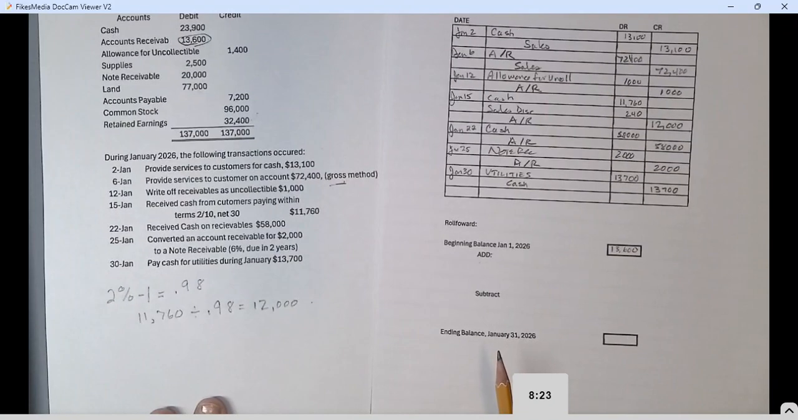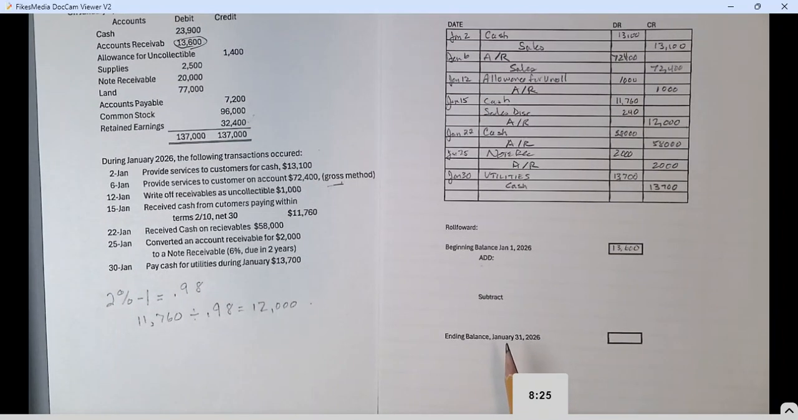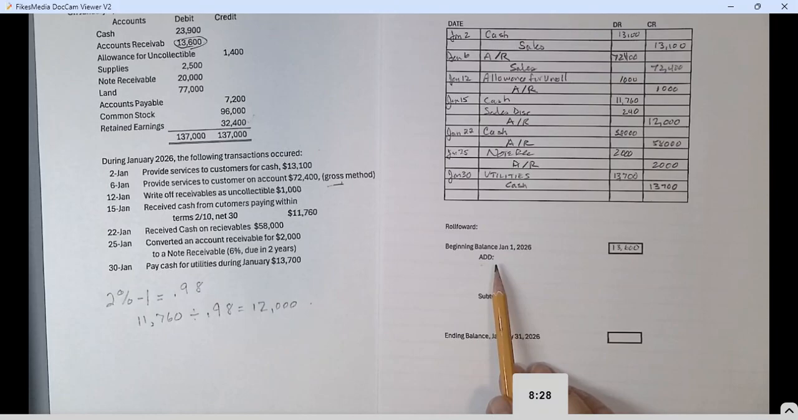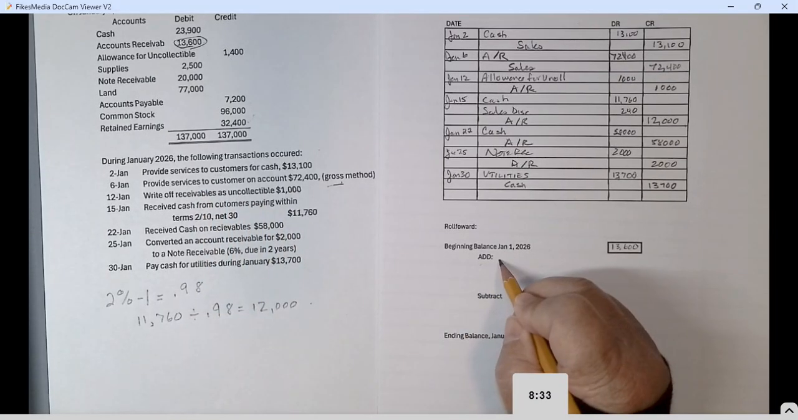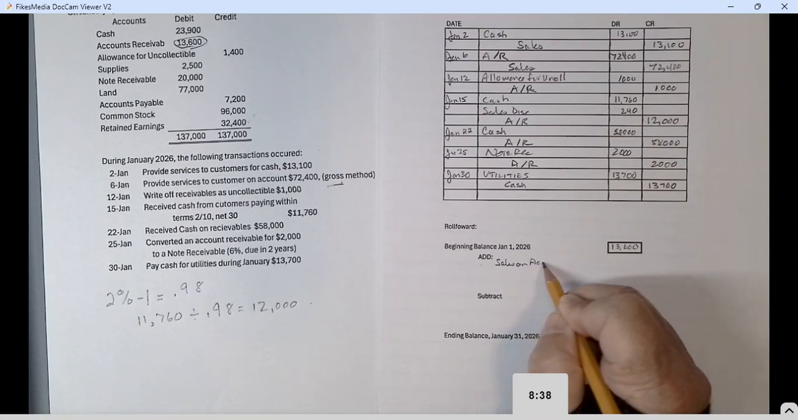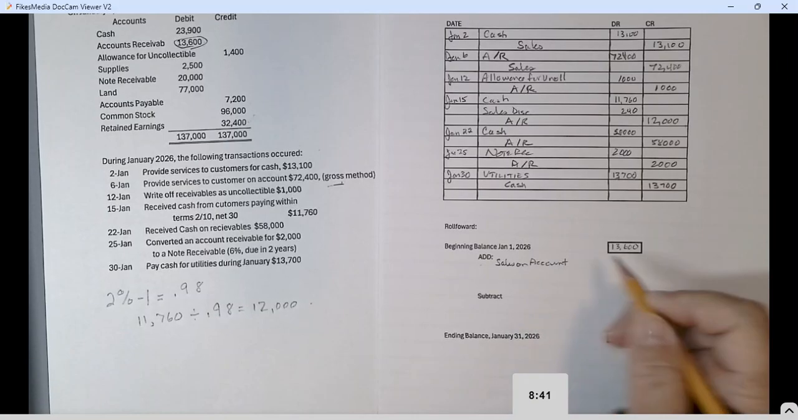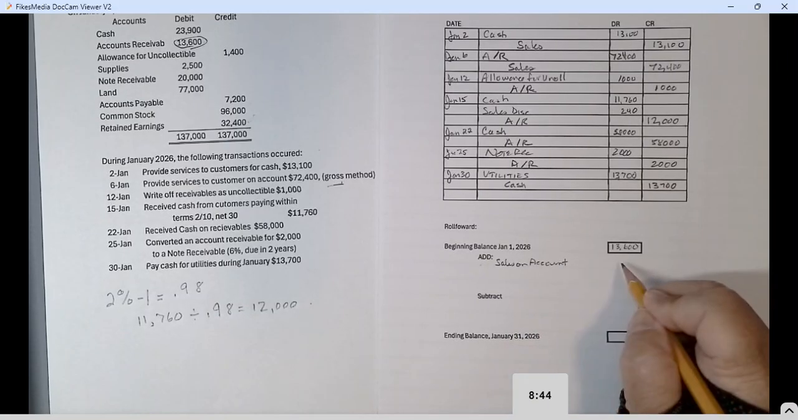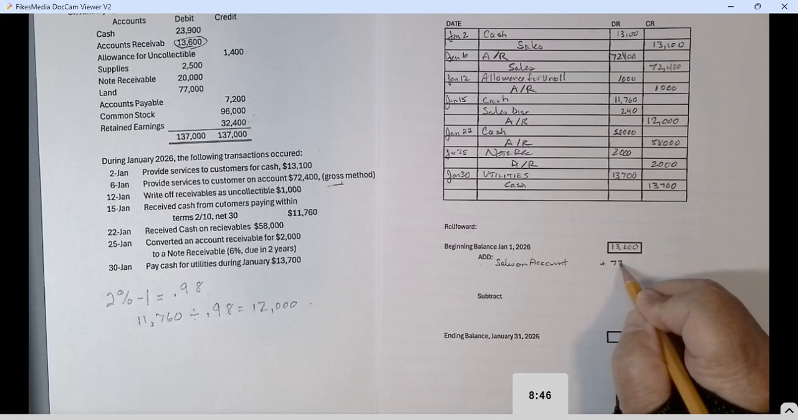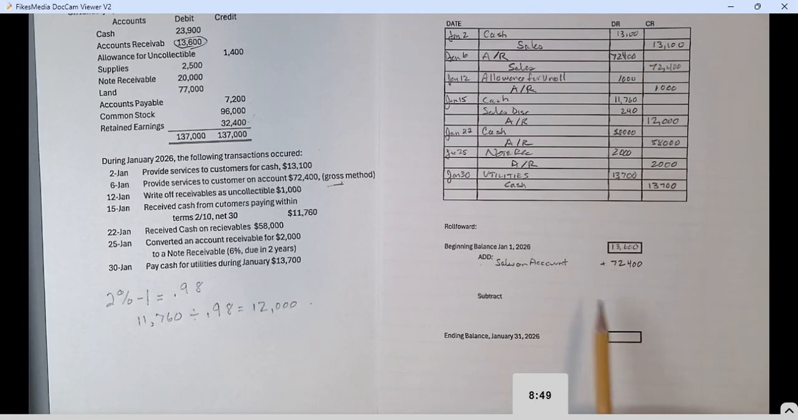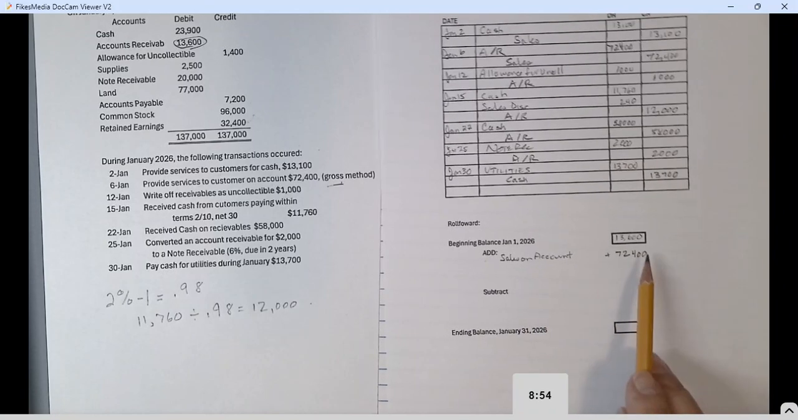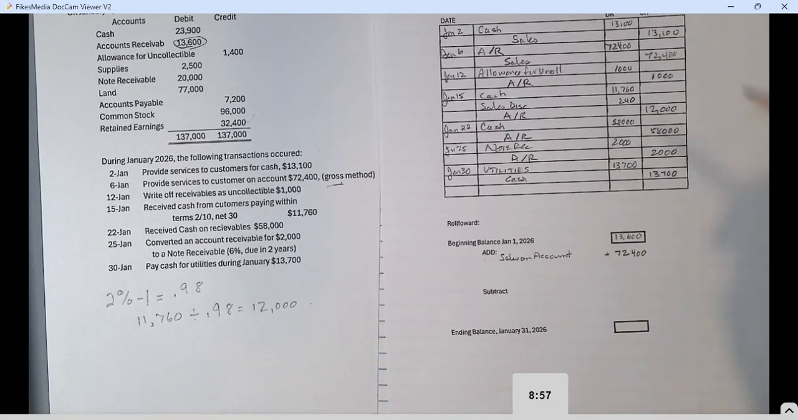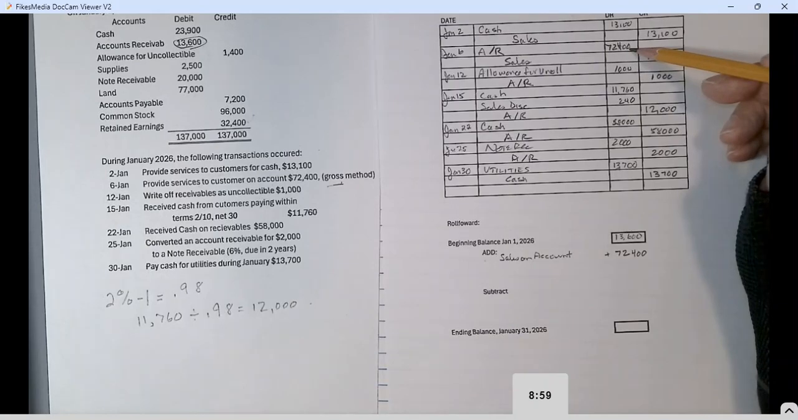So now let's take a look at our roll forward and take a look at what gets added. We add to that the sales on account. Because they use the gross method, we are going to add 72,400. Follow the instructions. You'll probably get an Excel format in a test situation. Follow the instruction as far as additions and subtractions. So that we know we have added to accounts receivable.